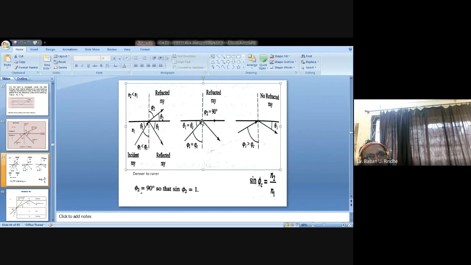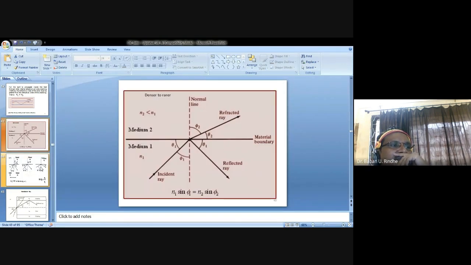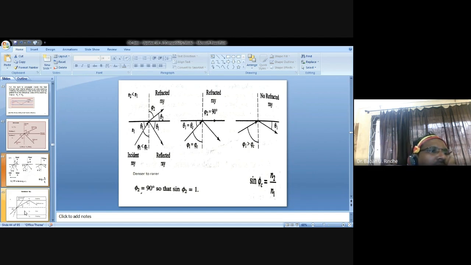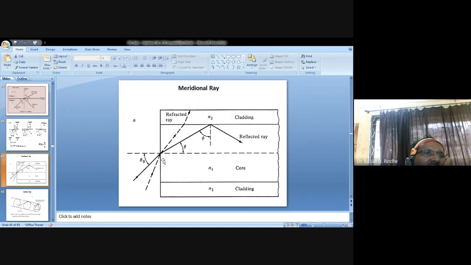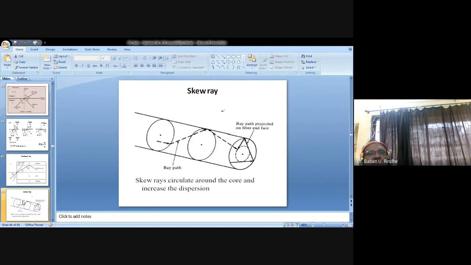This arrow, this line, is not there. Only when phi 1 is equal to phi c, then phi 2 is 90 degree, and the ray passes along the plane, the material boundary. Therefore, we are showing how Snell's law applies and the refractive index of the core and cladding. Then skew ray.